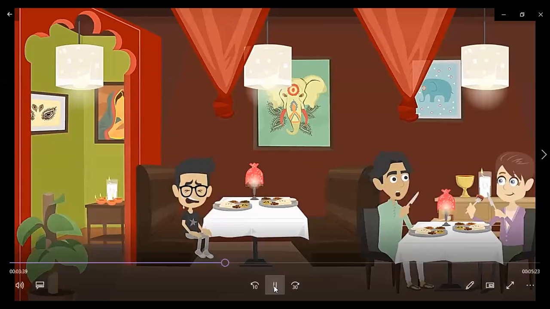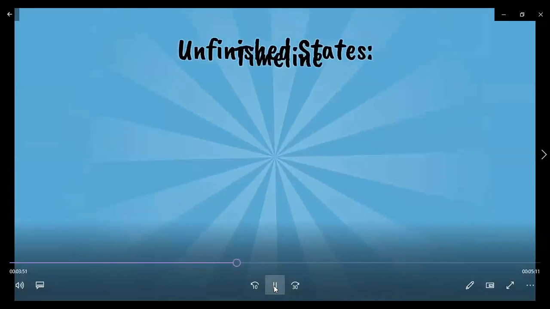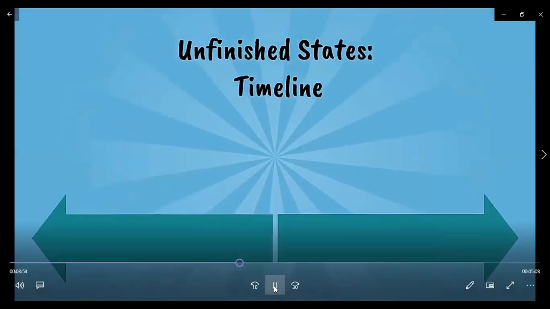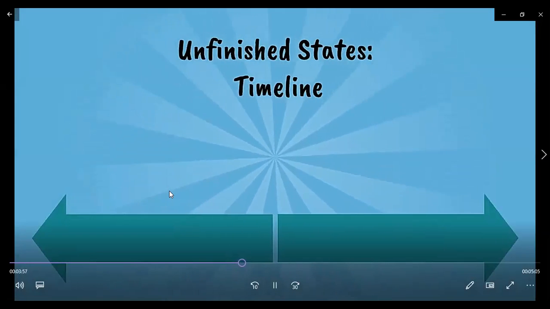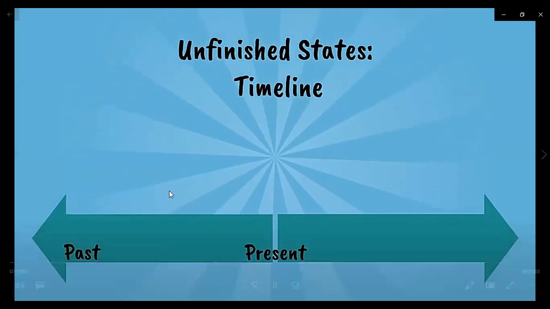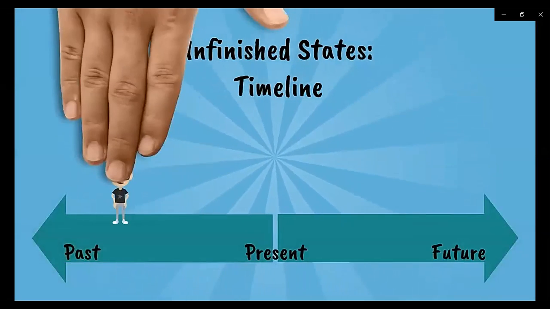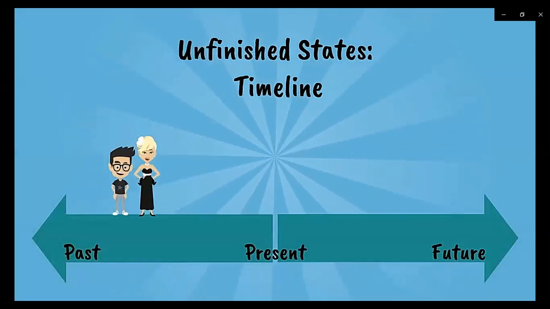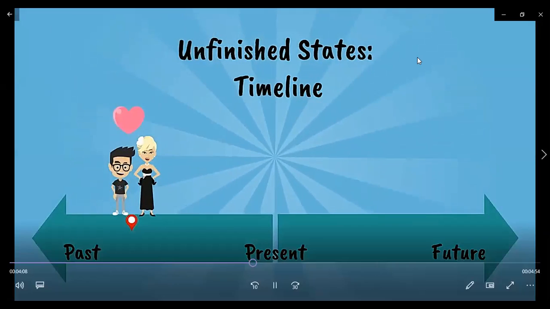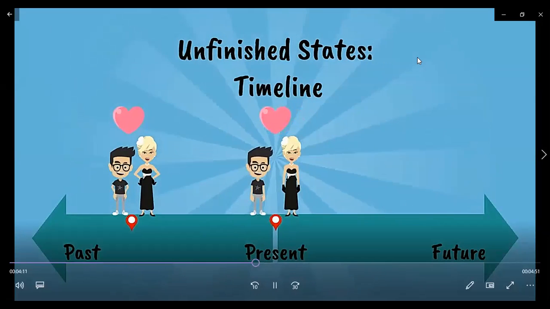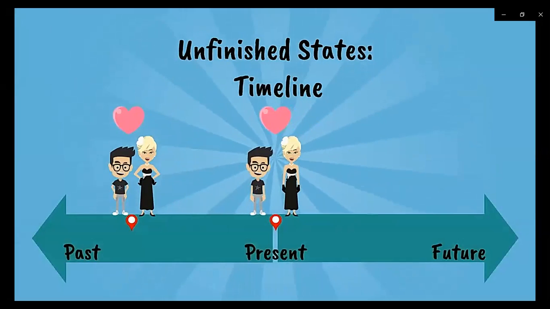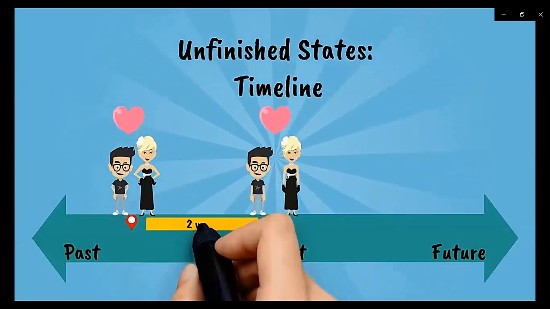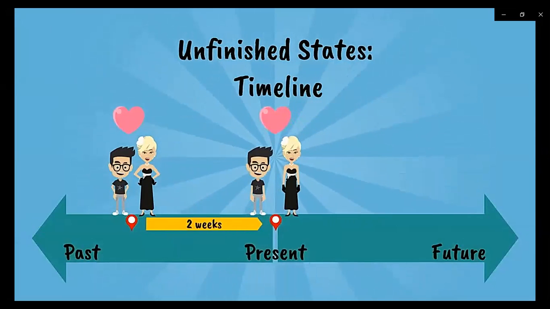For a starting point of time. For example, since last night, since 3 months ago, since the 1980s. Let's take a look at our timeline again so we can understand this better. On our timeline, we have the past, present, and future. The boy met the girl at a certain point in the past, and they still know each other in the present, which is during their date at the restaurant. But they have known each other for 2 weeks, which means they met 2 weeks ago.